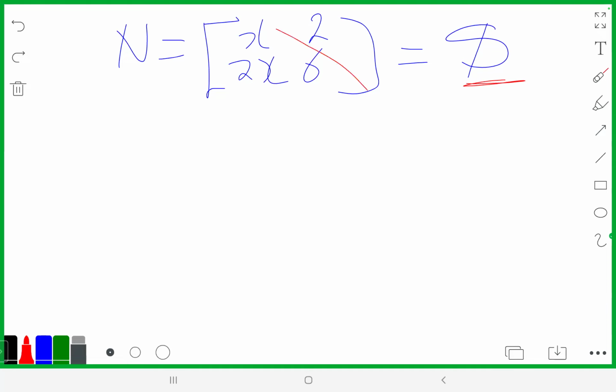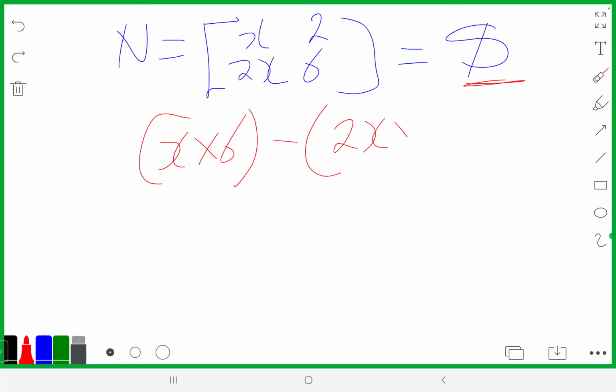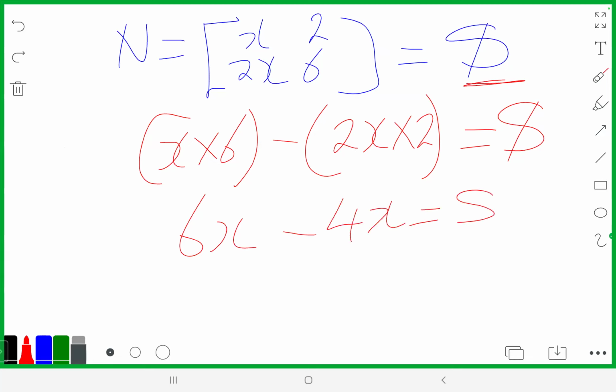I said the entries of the major diagonal are multiplied. So we'll have X multiplied by 6, we close, minus the entries of the minor diagonal, right? So that will be 2x times 2, you close. This is how you find the determinant. All this is equal to 8. And so you shall say x times 6 giving you 6x, minus 2x times 4 giving us 4x. All that is equal to 8.